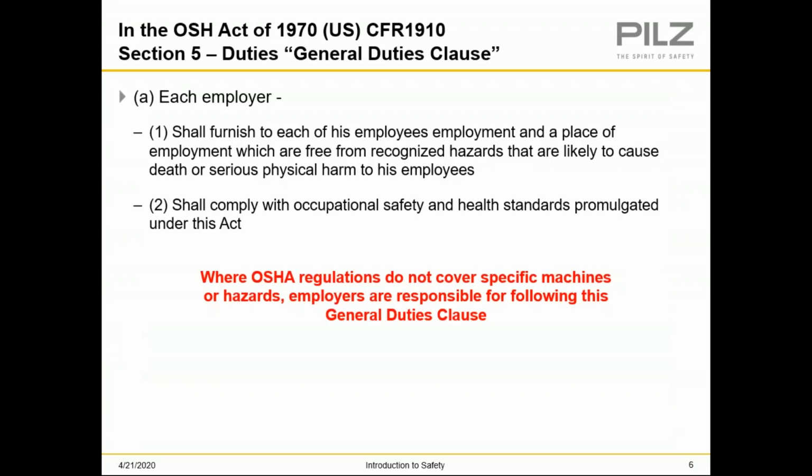The OSHA Act is what we use here in the U.S. It was enacted in 1970, U.S. CFR 1910, signed by Richard Nixon into law. Each employer shall furnish each of his employees employment and a place of employment which are free from recognized hazards that are likely to cause death or serious physical harm to the employees. And they shall comply with OSHA standards promulgated under this act.